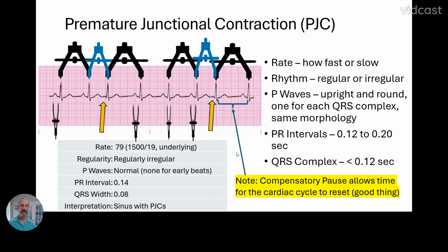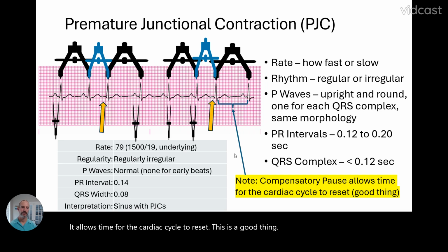I also wanted to point out the reason that you have that a little bit wider caliper. So here and here you can see the wider caliper. This is what's known as a compensatory pause. It allows time for the cardiac cycle to reset. This is a good thing.